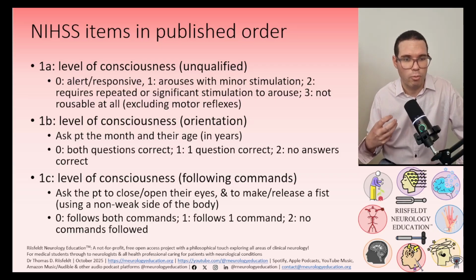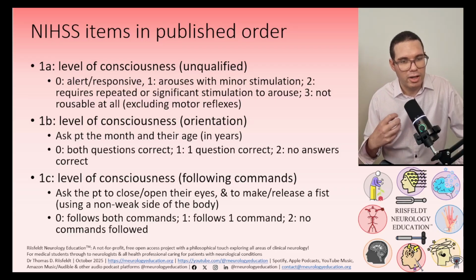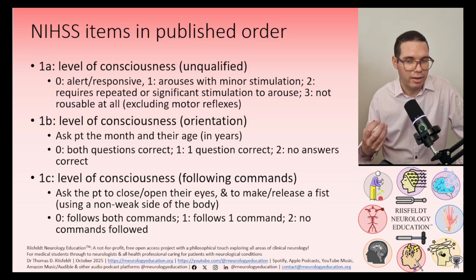The second item, item 1B, is level of consciousness, but specifically orientation. So to test this, you ask the patient the month and their age in years. And they score 0 if they answer both questions correctly. They score 1 point if they get one of the questions correct and the other one incorrect. And they score 2 points if neither answer is answered correctly.